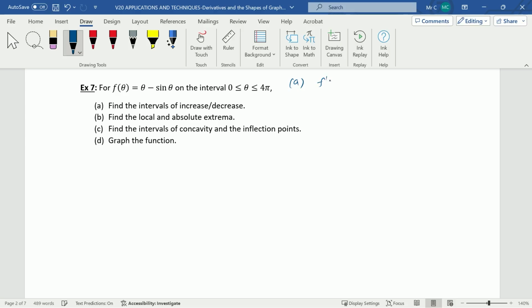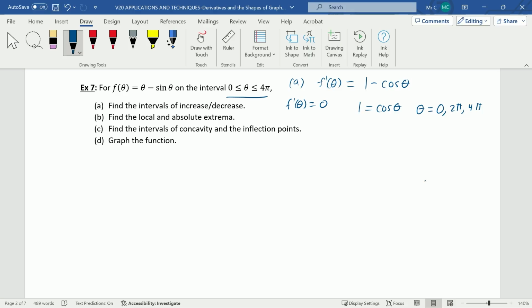So let's start by taking our derivative, f prime of theta. That's just 1 minus cosine of theta. So when is f prime of theta 0? That's when 1 is equal to cosine of theta. Well, when is cosine of theta equal to 1? Hopefully we remember our unit circle, and we go, well, 0 and 2 pi and 4 pi. Remember, we're only looking at the interval from 0 to 4 pi here, so we don't have to think about all possible answers.